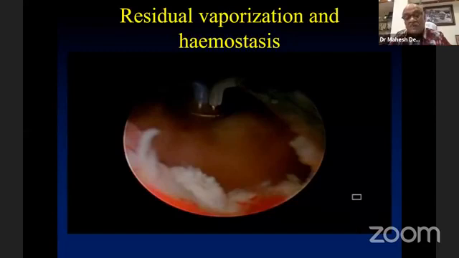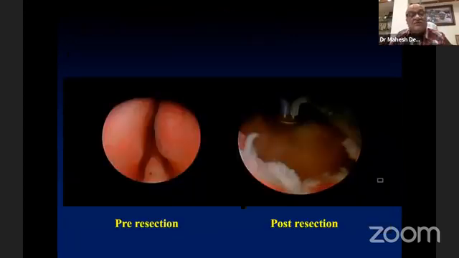So here at the end of the procedure, I will put in a small suprapubic tube and a two-way catheter, and I do irrigation afterward. So this was the pre-resection and this was the post-resection.